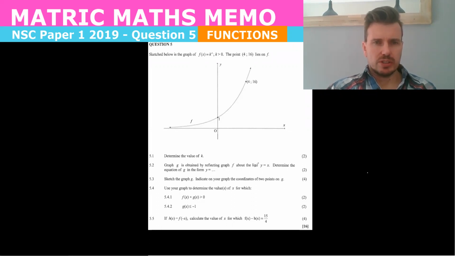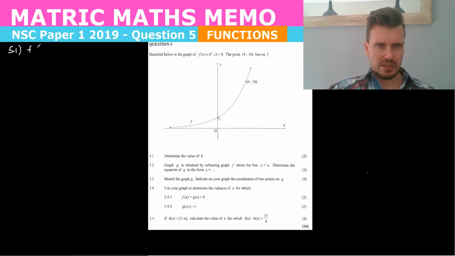We did question 4 last time, which was a functions question where we looked at a parabola and a hyperbola. This week we've got question 5, which is an exponential graph. We're given the y-intercept as 1, and we are given another point on the graph. And 5.1, they ask us to calculate the value of k.